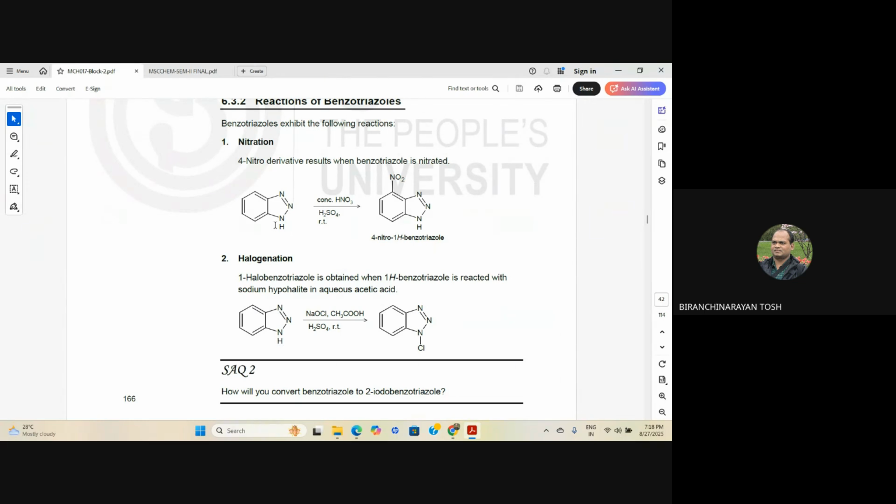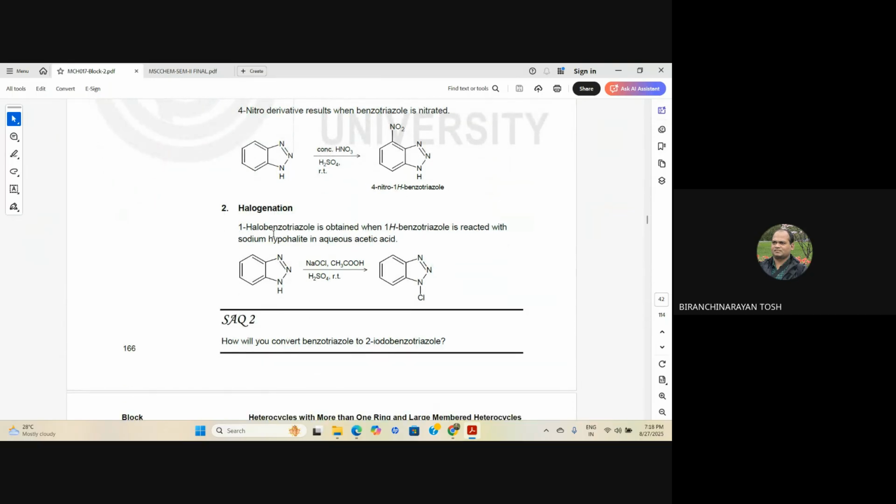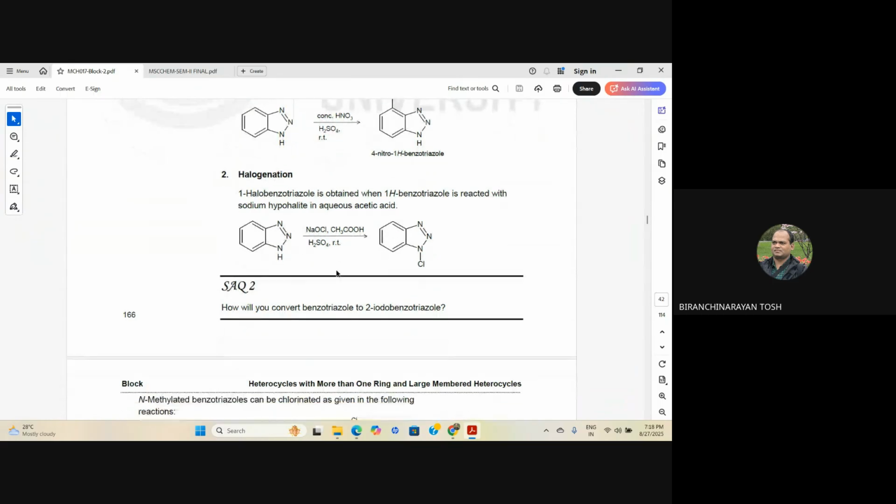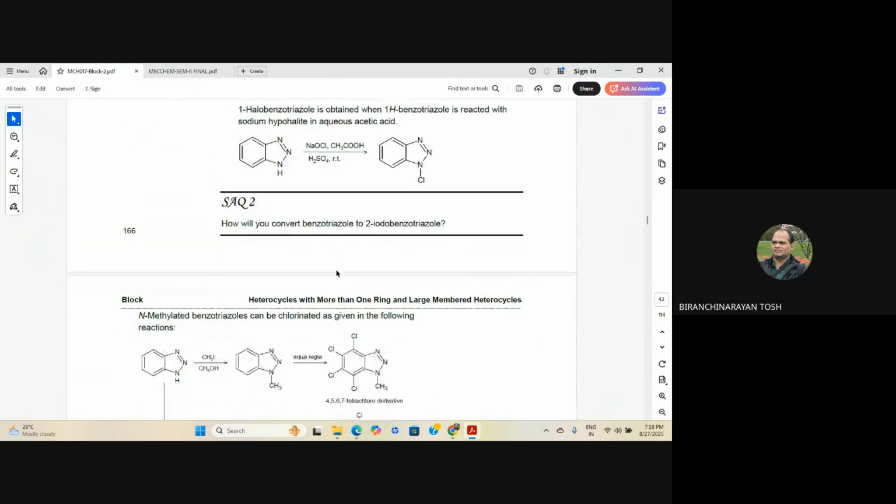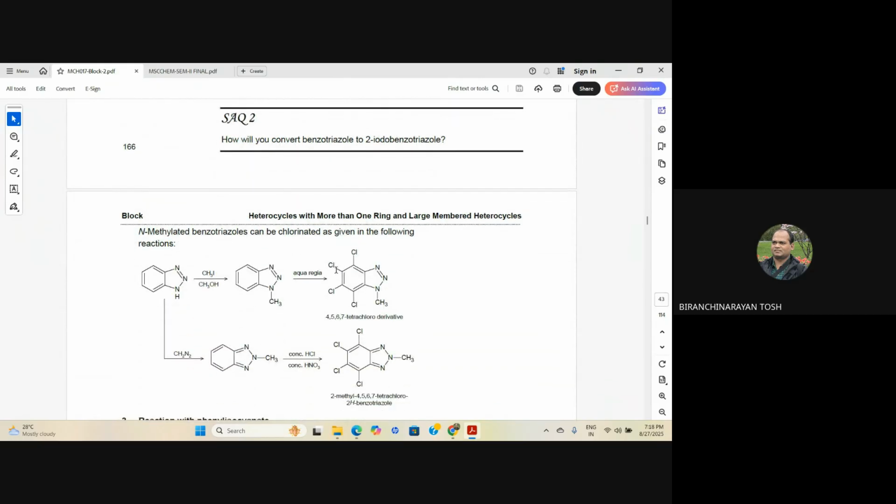One hydrogen is there on nitrogen, so it will be replaced by chlorine. So 1-chloro benzotriazole is obtained when 1H benzotriazole is reacted with sodium hypohalide in aqueous acetic acid. It reacts with sodium hypohalide, then only halogenation takes place. Similarly, methylation: if it reacts with methyl iodide, N-methylation occurs.